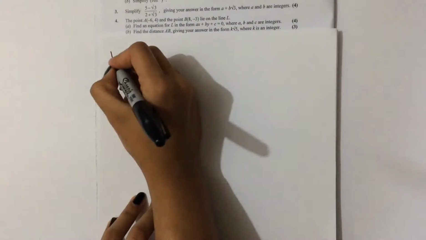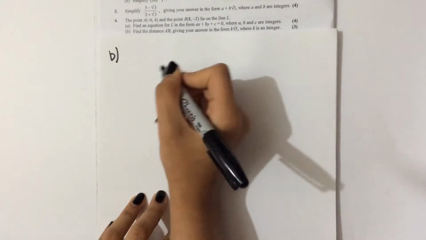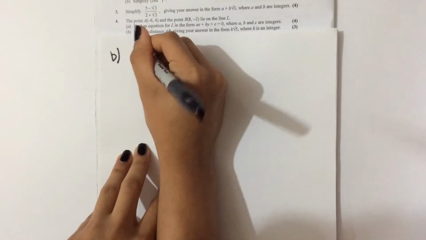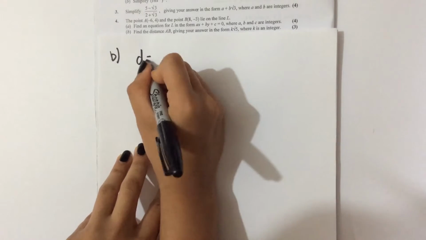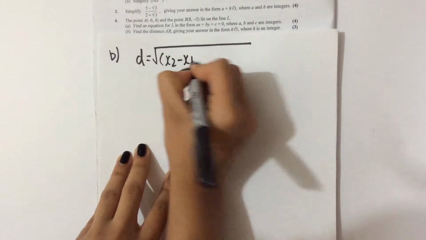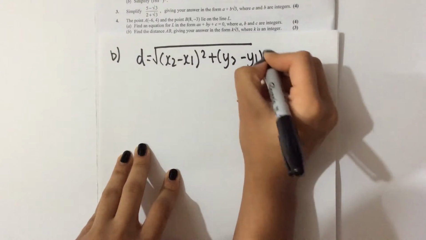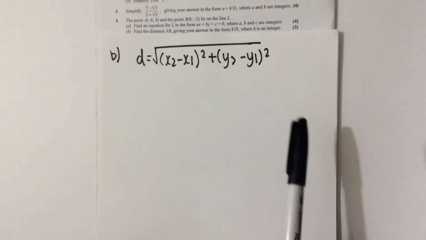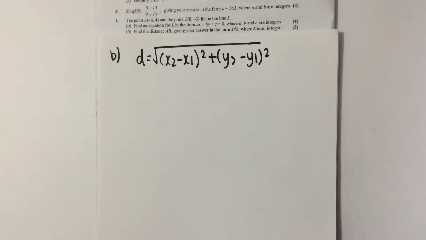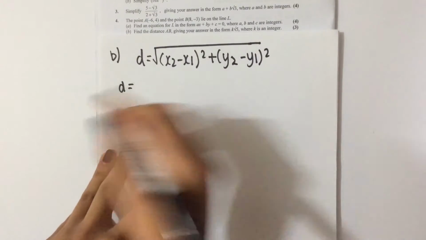So part B asks us to find the distance AB. And to find the distance of a line between 2 points, we use the distance equation. So that's the square root of x2 minus x1 squared plus y2 minus y1 squared. And all we have to do is substitute the corresponding x and y values into this equation. So it's quite simple, as long as you know the equation.